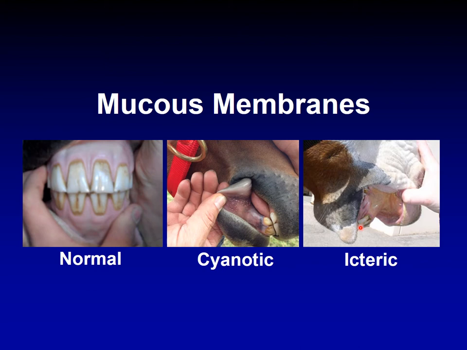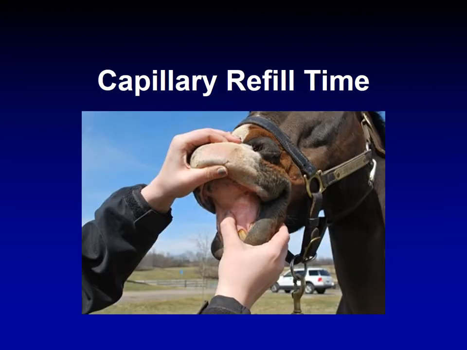We also have something to assess the status of the cardiovascular system, and we call that capillary refill time. Capillary refill time is basically pressing on the gum here and seeing how long it takes for the gum to come back to its normal color. It's usually about a couple of seconds. If it stays more than that, that means you have a problem.